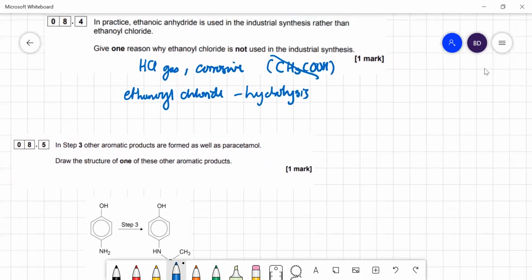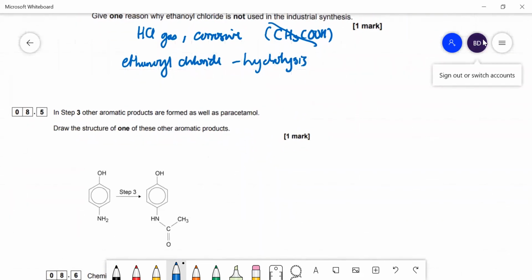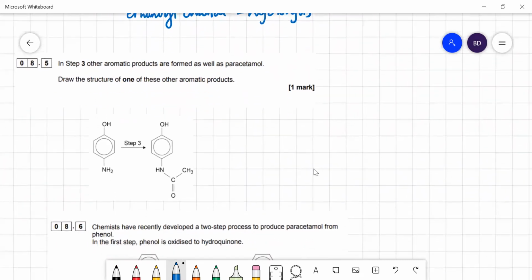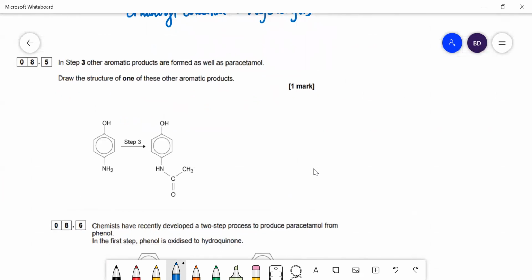Okay, in step 3, other aromatic products are formed as well as paracetamol. I just copied step 3 there. So step 3 was the nucleophilic addition elimination reaction, where basically we stuck on that acyl group onto the nitrogen. Well, ethanoic anhydride and ethanoyl chloride, they also react with the hydroxide group there. They will also acylate that. So another product you could get would be, I would say we've acylated there.